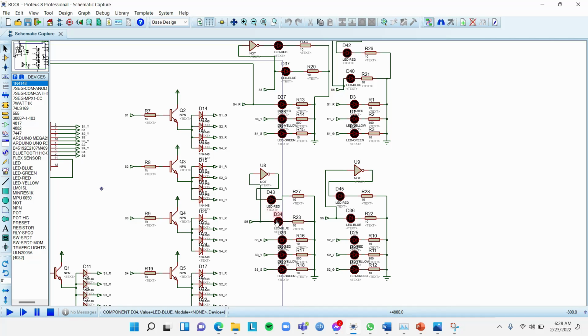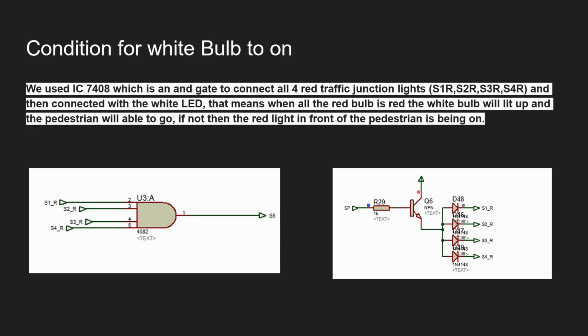There is a NOT gate in front of the red light to differentiate. It will turn off and the white bulb will light up, and then the pedestrian will cross the street. Condition for the white bulb to light up.